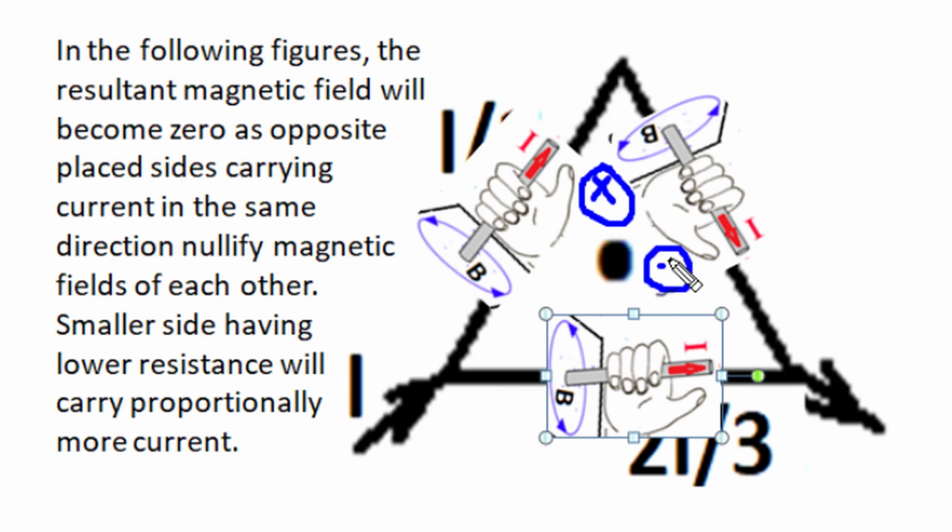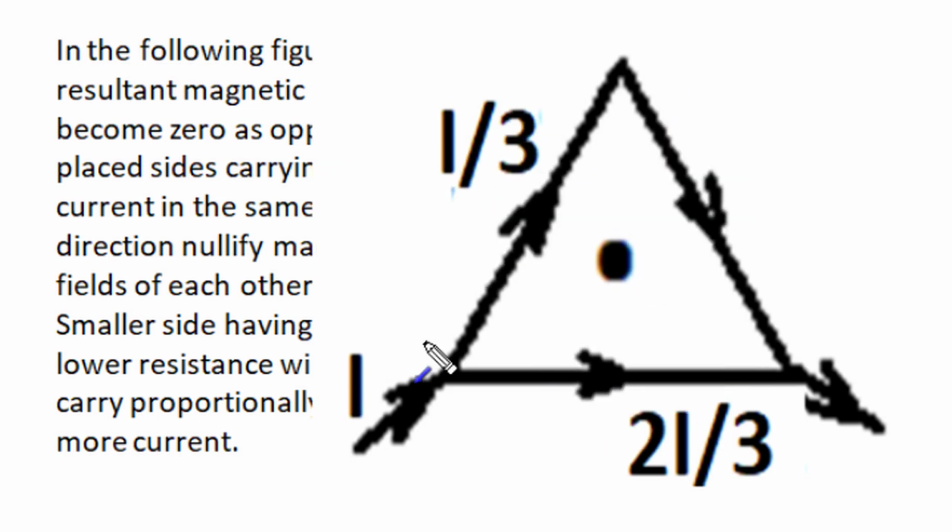So the two will act against each other, and this smaller section has double current, so it will produce magnetic field equal to the sum total magnetic field of these two current lengths, and the resultant magnetic field becomes zero here. We can understand this current distribution at these two positions.